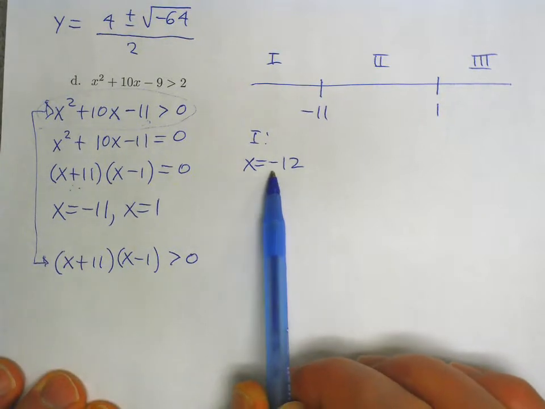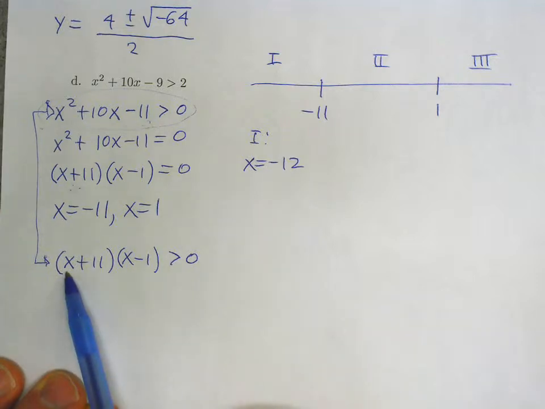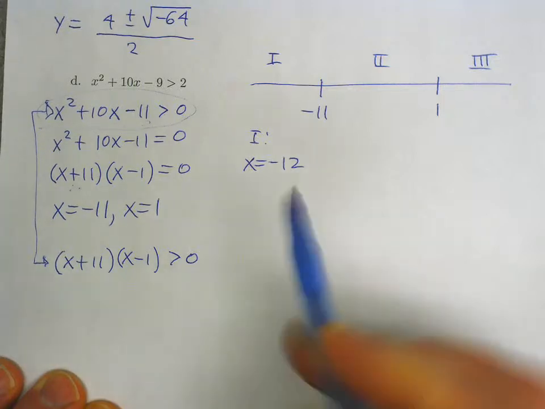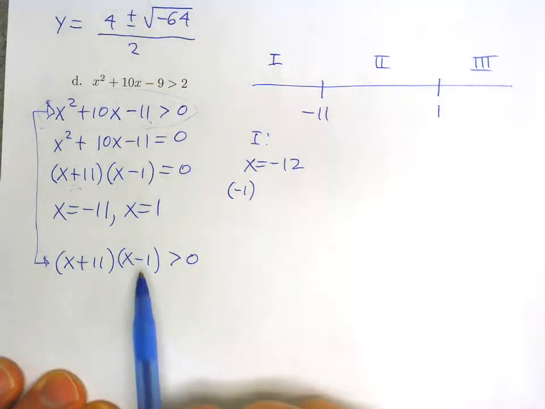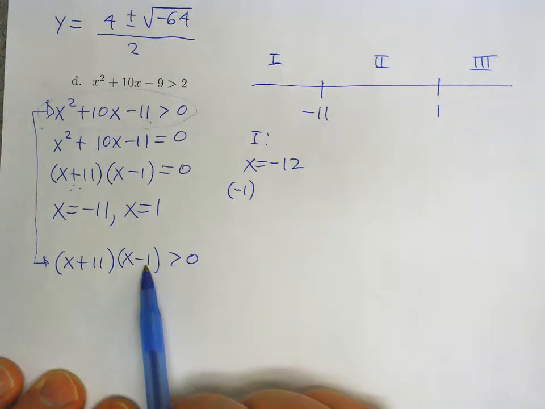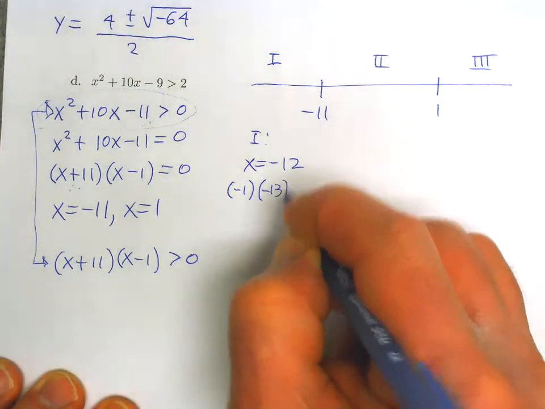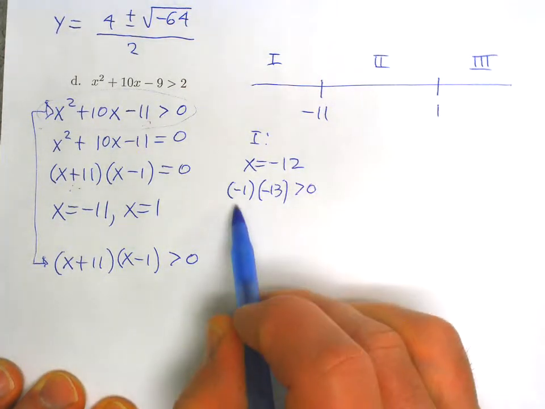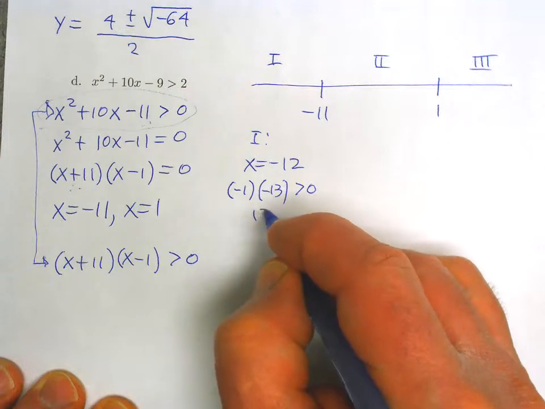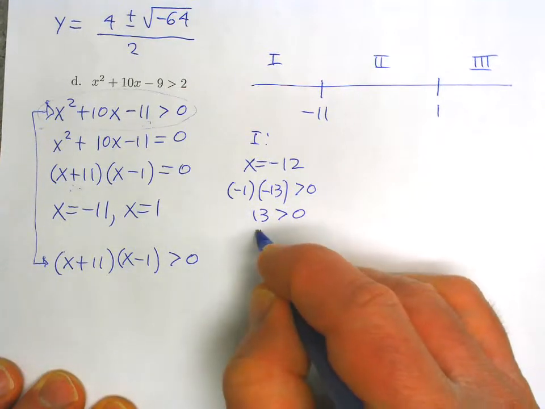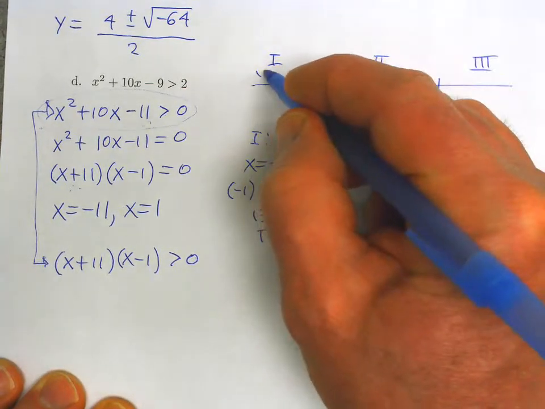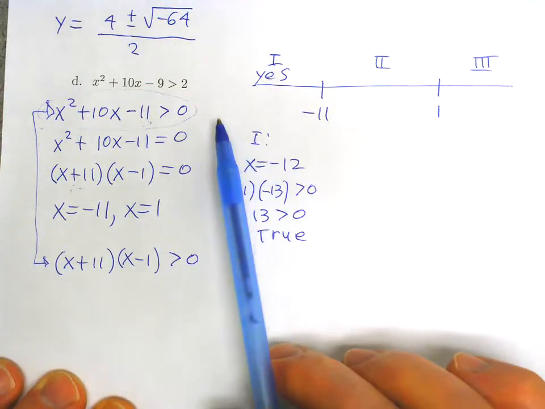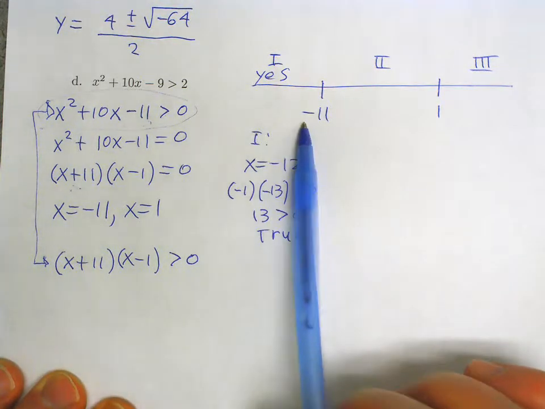If our test point is x equals negative 12, then for the factor on the left, just replace x with negative 12. Negative 12 plus 11 is negative 1. And then negative 12 minus 1 is negative 13. And the inequality is greater than 0. And negative 1 times negative 13 is 13. 13 is greater than 0. That's true. So yes, all of the numbers from negative infinity up to negative 11 are solutions.